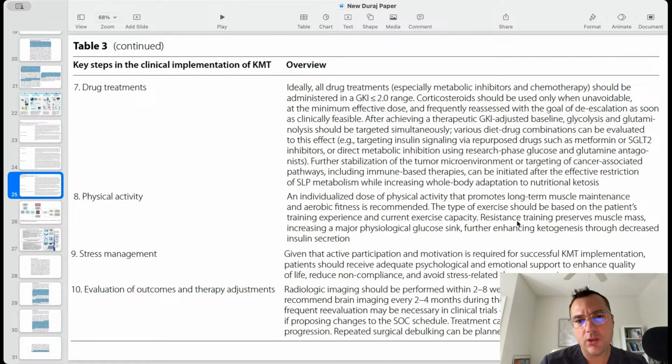Although cardiovascular sessions do burn a lot of glucose, especially if you're over a certain zone. The lower intensity cardio, like walking and things like that, very low resistance, zone 1, zone 2, would be heavily fat burning. But the higher intensity cardio, but also resistance training, is going to act as a physiological glucose sink, like it says here, further enhancing ketosis. And then we also know that resistance training is going to steal glutamine as well away from the cancer cells, which is pretty cool.